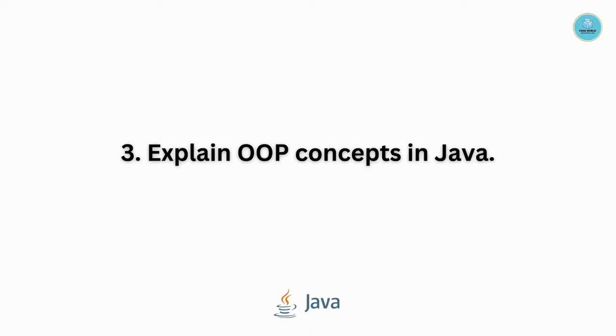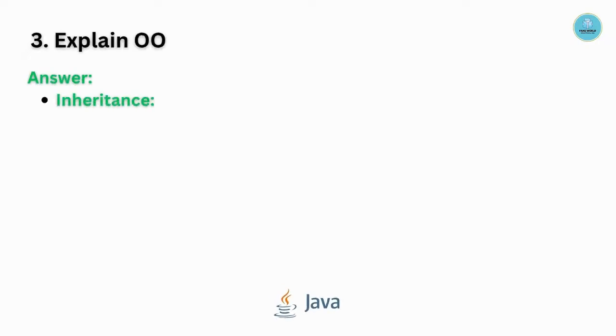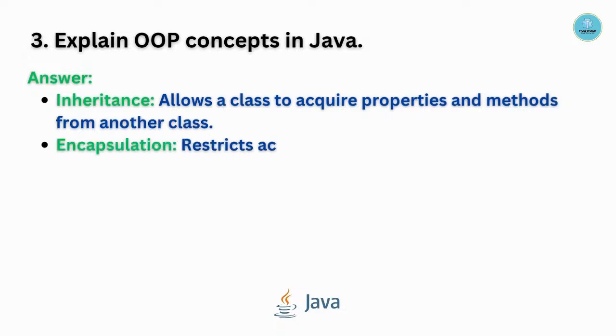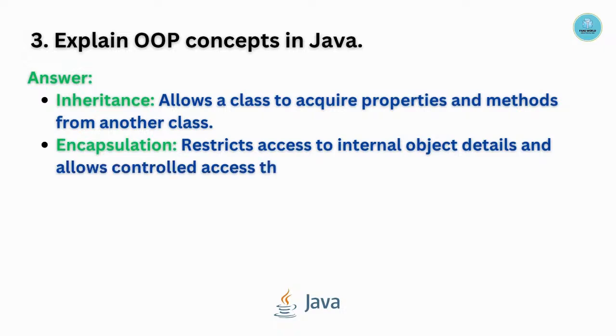Question 3. Explain OOPS concepts in Java. There are mainly 7 OOPS concepts, but let's talk about the major OOPS concepts first of all. Inheritance, encapsulation, polymorphism, and abstraction.